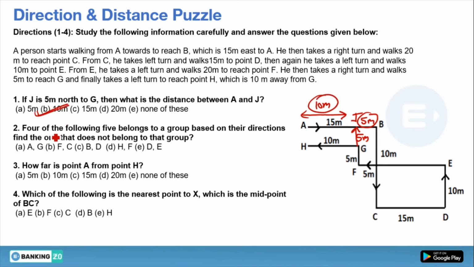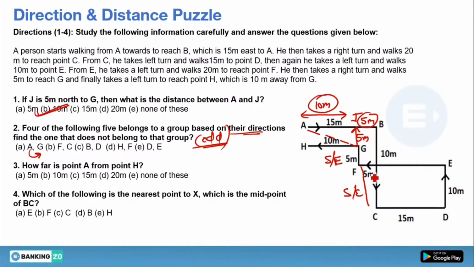Question number 2: 4 of the following 5 belong to a group based on their directions. Find the one that does not belong to that group. So we need to find the odd one out. Let's check the options. A and G: from A to G the direction is southeast. F and C: from F to C the direction is southeast.